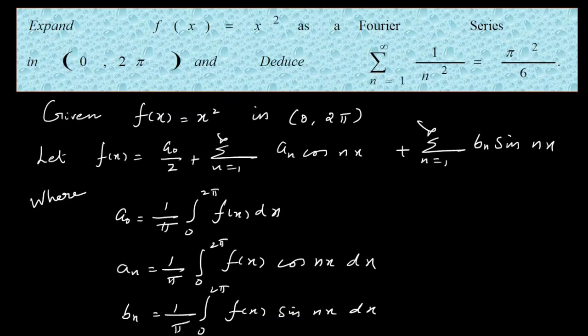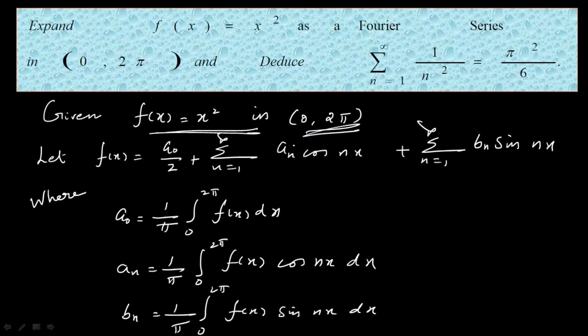So expand f(x) = x² as a Fourier series in the interval 0 to 2π, and we have to deduce this series. First, we have to write out the given function along with the interval. If it is 0 to 2π, no need, you carry on as it is. If it is under −π to π, then only we have to discuss whether the given function is even or odd, something like that.